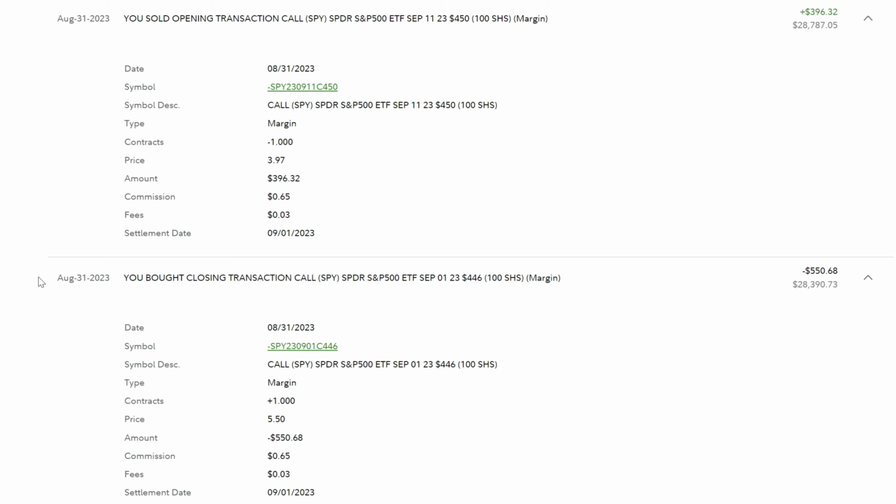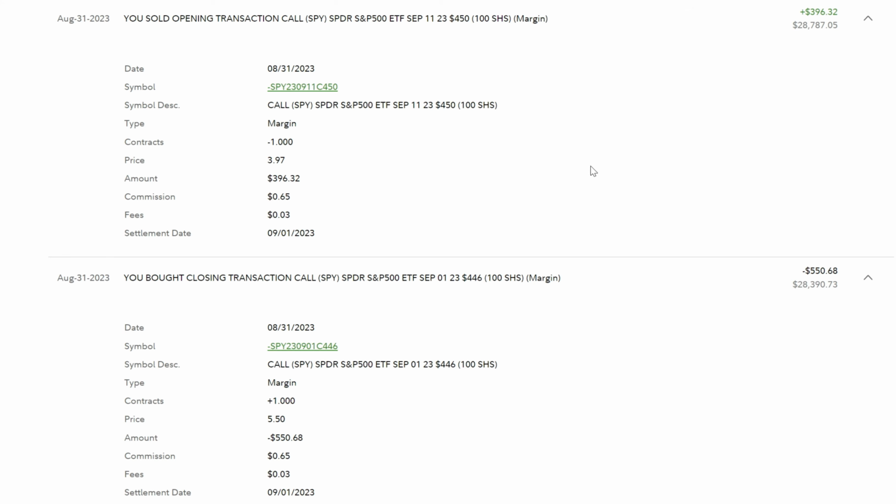Here are the two transactions that occurred on the 31st. You'll notice that my 446, the cost to actually close this option was $550.68 when you include fees. And I rolled this option from September 1st out to September 11th. I also rolled up on my strike price from 446 to 450, which was my cost basis.